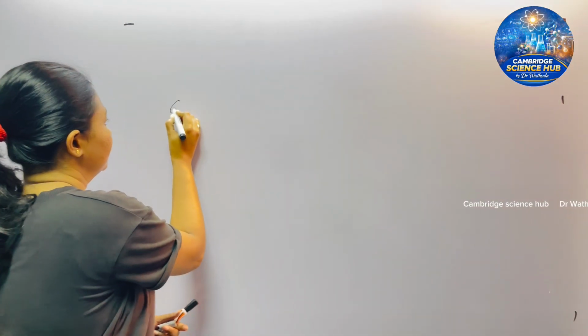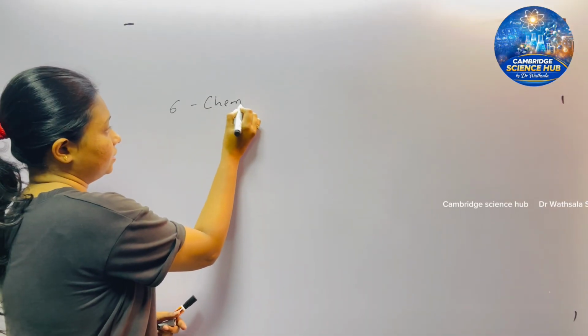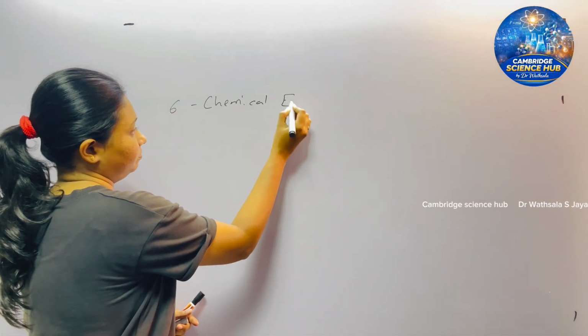Hello everyone, we are going to do some chemistry lessons today. At physical classes, we already studied up to chapter 5. So today we have to start with chapter 6, chemical energetics. Okay, that's the 6th chapter.